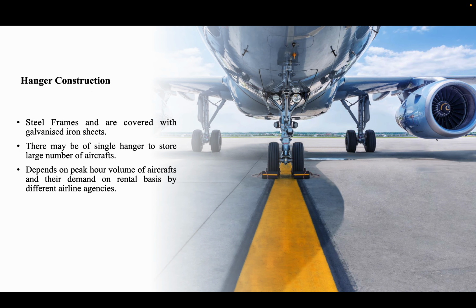Now, how do we create a hangar? So, there are steel frames which are covered with galvanized iron sheets. There can be single hangar as well as multiple hangars according to the number and the size of the aircrafts. And it also depends on the peak hour volume of aircrafts and the demand on rental basis by different airline agencies.